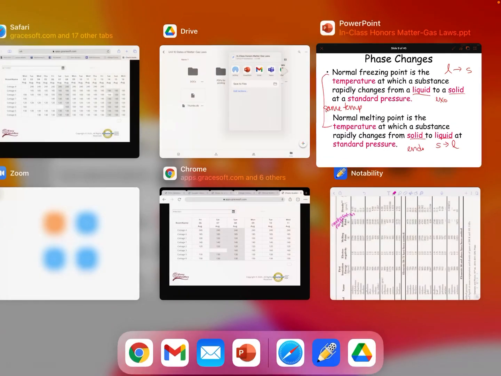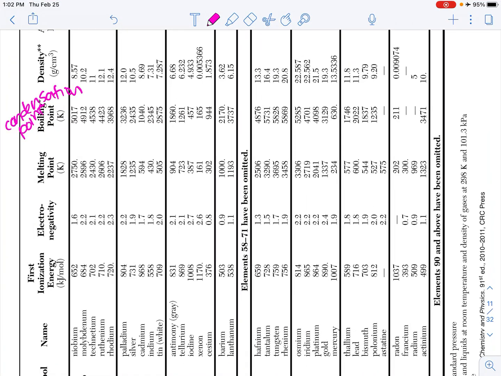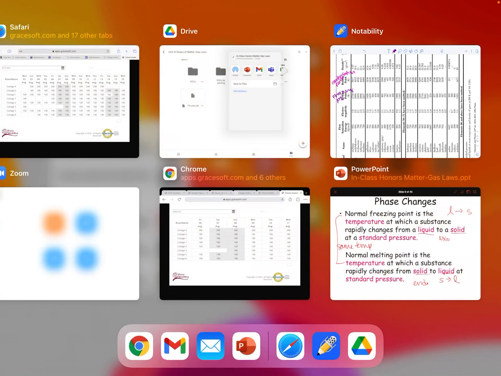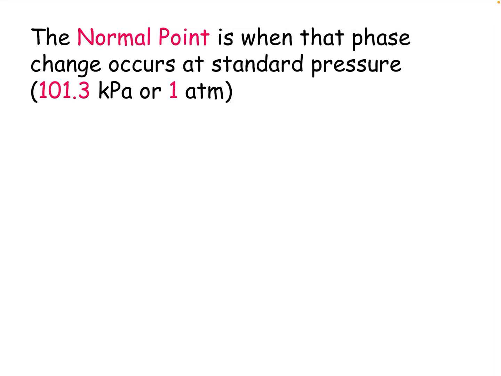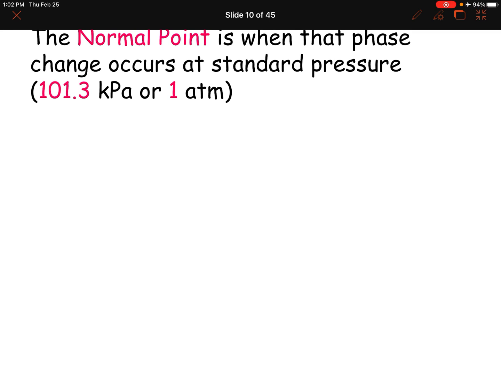So if you go back to your reference table, melting point is the same as freezing point. I would write it the correct way on your reference table S. Normal point is when that phase change occurs at standard pressure: 101.3 kilopascal, 1 atmosphere, 760 torr, 760 millimeters of mercury.